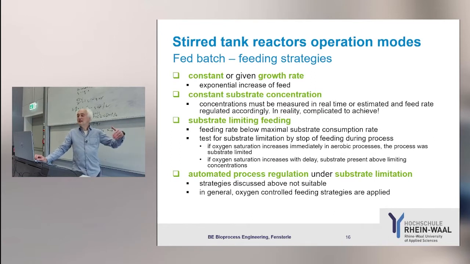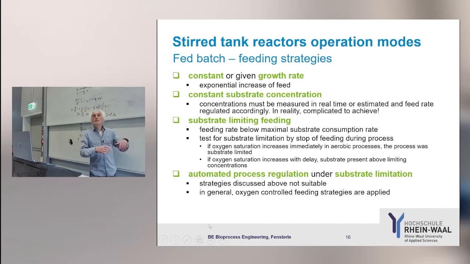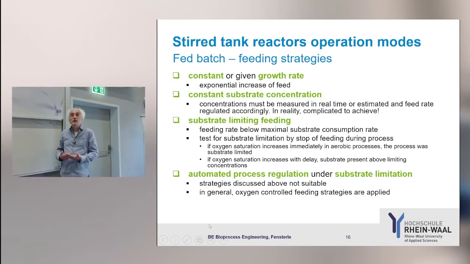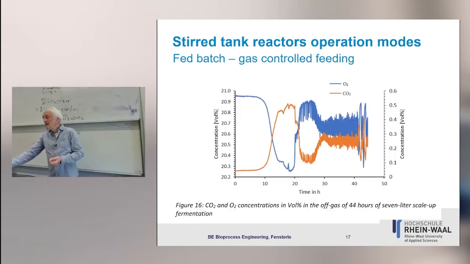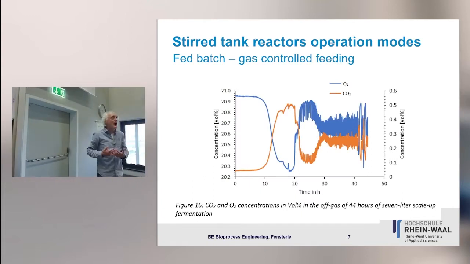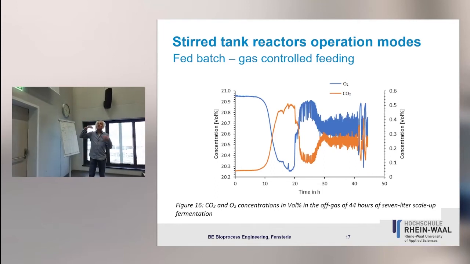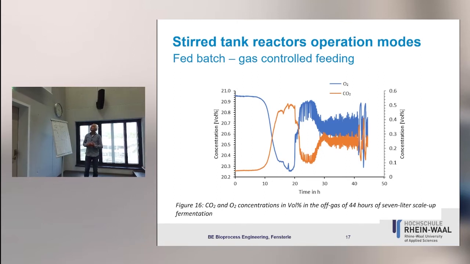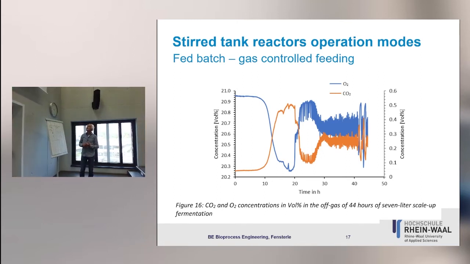Now these are the strategies. You see that's not the only one, but what we are talking about is the constant feed strategy. And of course also we use that. And as an example, this is a gas-controlled feeding we used in our system, where we did a biopolymer production. This was a bachelor thesis. And I think this is Chika's data.